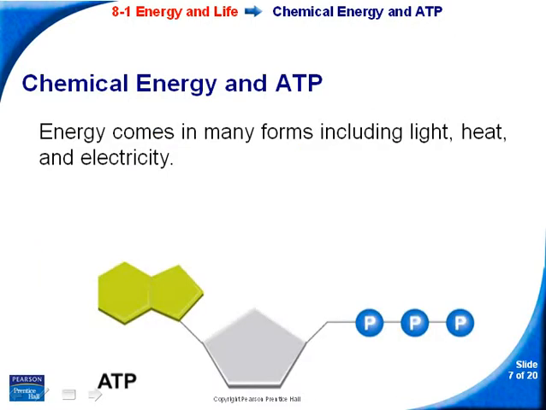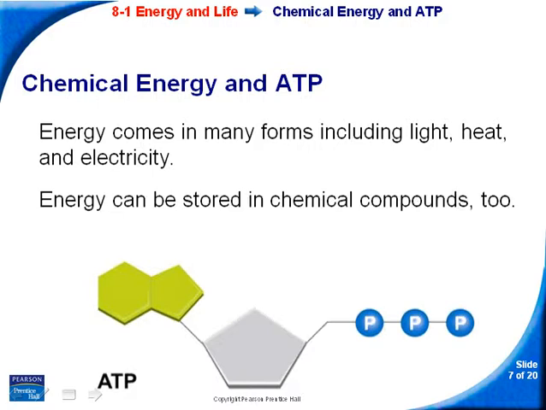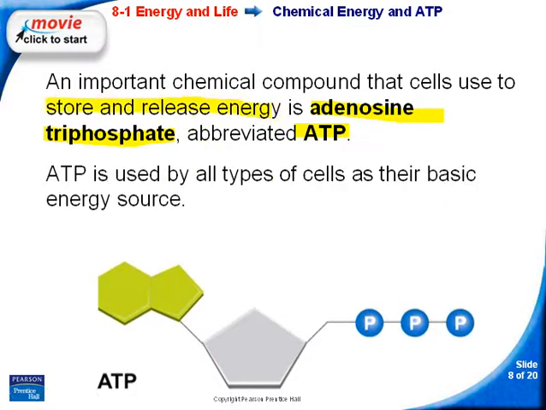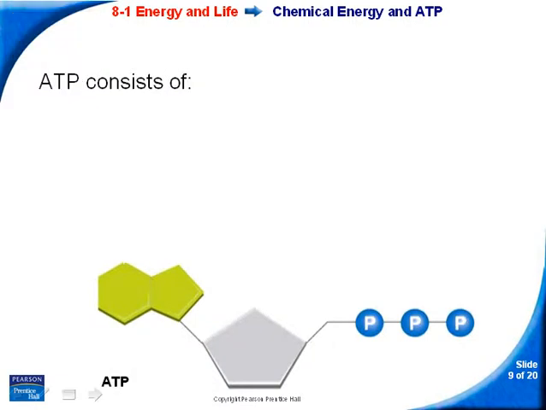Now this handy little molecule is ATP, and it's one of the forms of energy that can be stored in a chemical compound. ATP stands for adenosine triphosphate, and we abbreviate it as ATP. It can store and release energy. It's used by all types of cells as the basic energy source. This is a very, very important molecule. It's way up there in the list of important molecules.